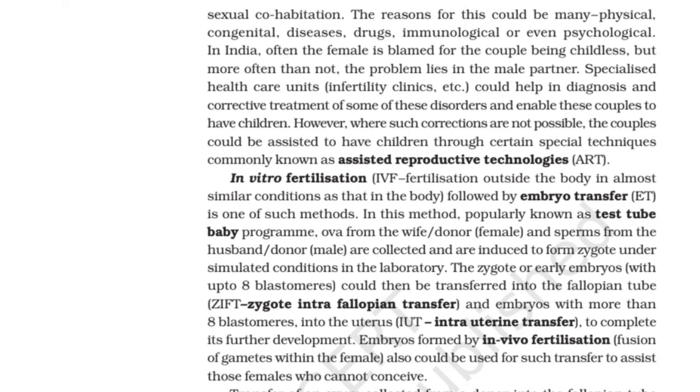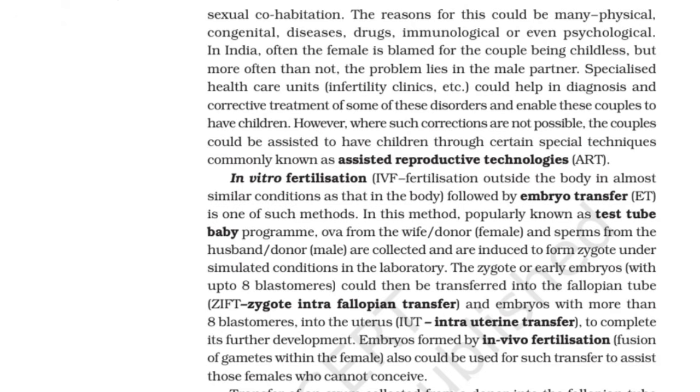However, where such corrections are not possible, the couples could be assisted to have children through certain special techniques, commonly known as assisted reproductive technologies, ART. In vitro fertilization, IVF, fertilization outside the body in almost similar conditions as that in the body, followed by embryo transfer, ET, is one of such methods. In this method, popularly known as the test tube baby program, ova from the wife/donor female, and sperms from the husband/donor male, are collected and are induced to form zygote under simulated conditions in the laboratory.